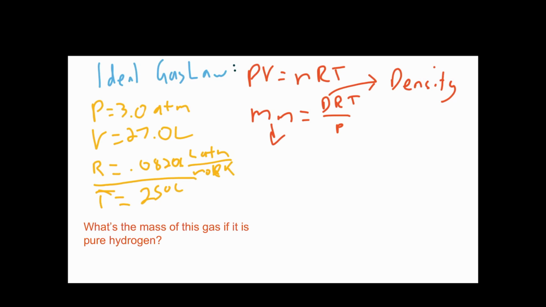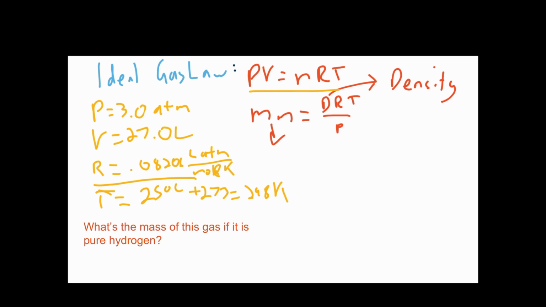Alright, for this practice problem, we are given several variables. Our pressure is 3.0 atmospheres. Our volume is 27.0 liters. We are given the ideal gas constant as it'll be on all of your formula sheets, and we're given the temperature. The first thing I notice is that this temperature is in Celsius, and we need to convert it to Kelvin by adding 273. So when we add 273, we get 298 Kelvin. Now we're ready to set up our problem.